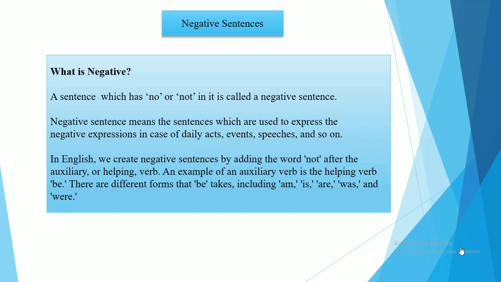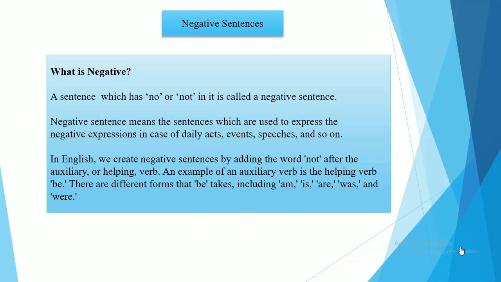In English, we create negative sentences by adding the word not after the auxiliary or helping verb. An example of an auxiliary verb is the helping verb be. There are different forms that be takes, including am, is, are, was, and were.